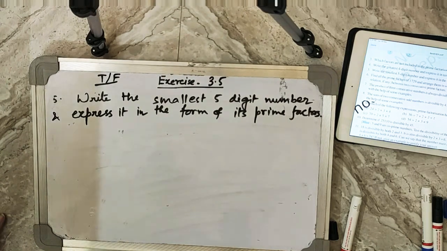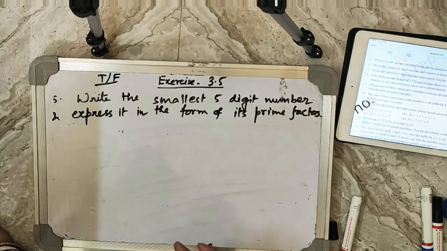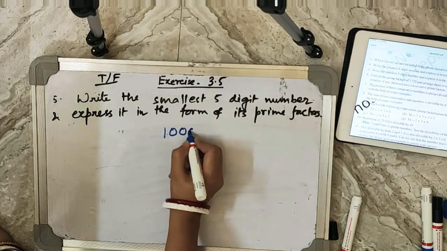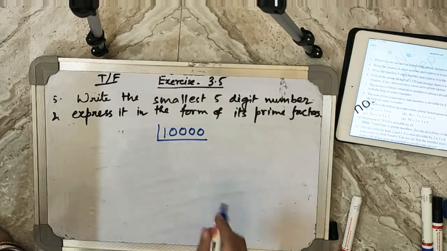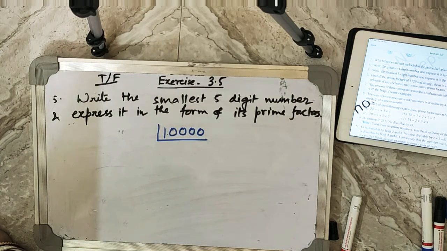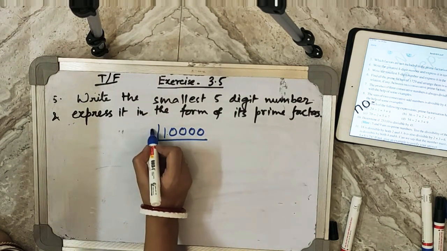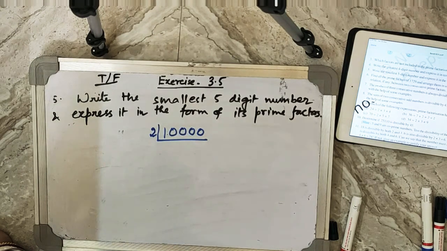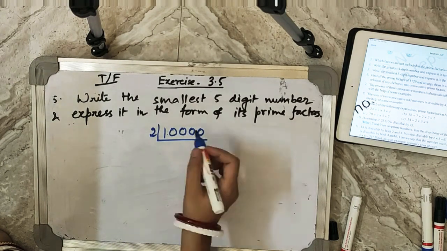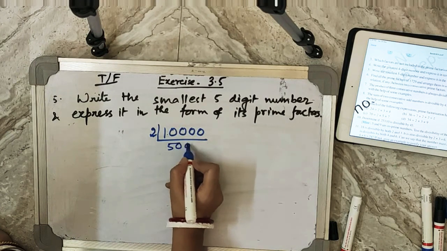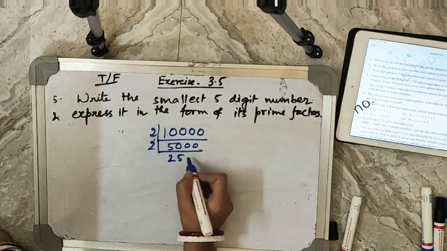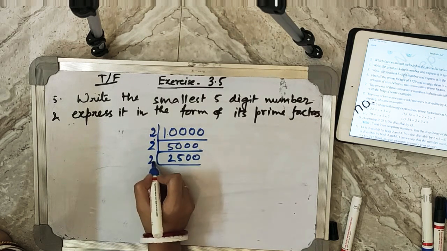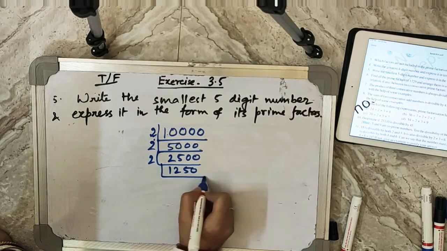Now in question number 5 it is given, write the smallest 5-digit number and express it in the form of its prime factors. So what is the smallest 5-digit number? 10,000. So it will be factorized. So first number by which it will be divided is 2, because this is an even number. So 5,000 will come. Then again it will be divided by 2. Then again by 2. Then again by 2.